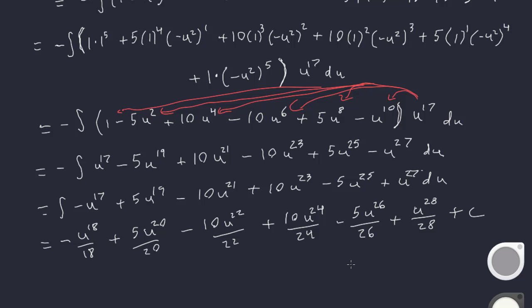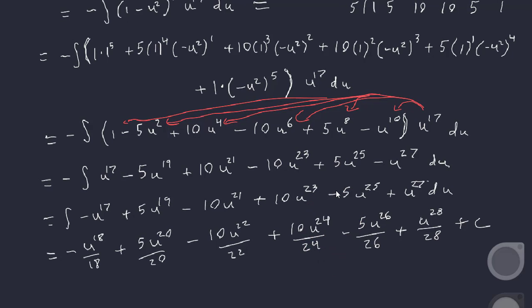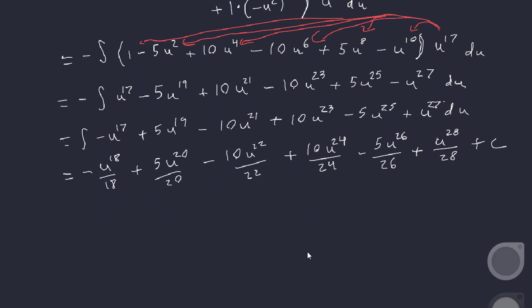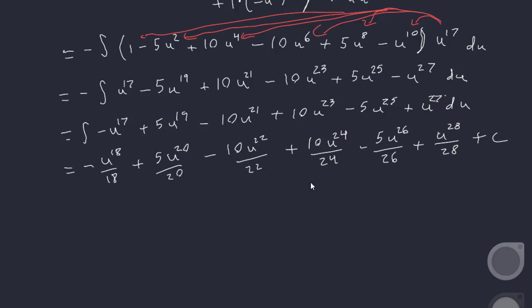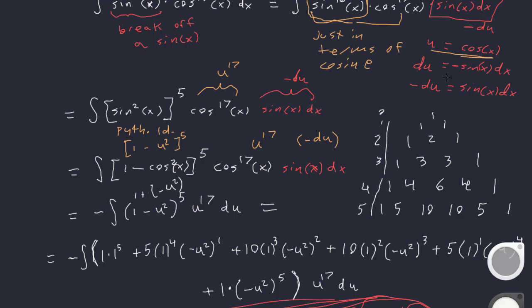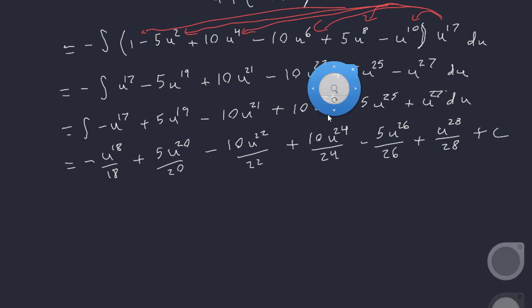and all plus c. Okay, but this is kind of a mess. We could factor out maybe a u to the 18th, or we could just plug it all in and get what we get. So let's go all the way back and remember what our u was. Our u was cosine x. All right, so now we'll just put our cosine x's back in.